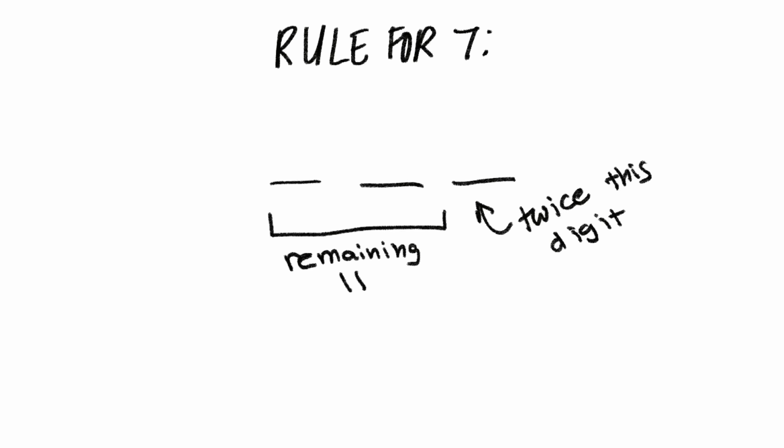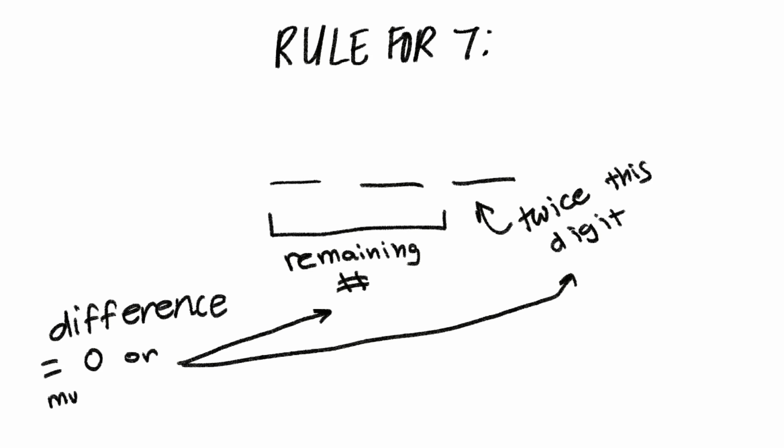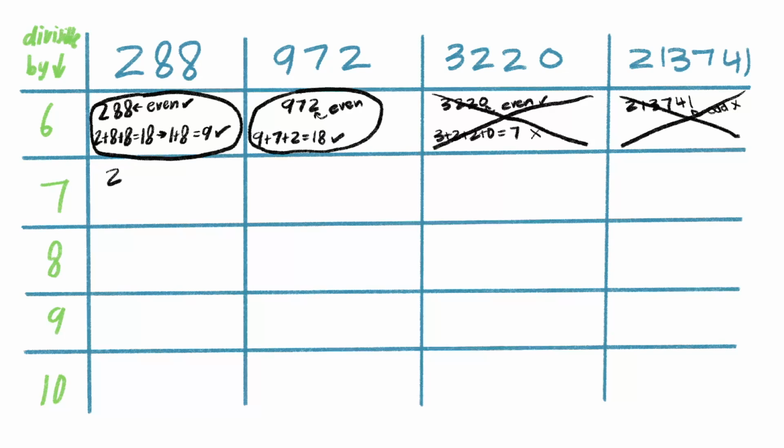Okay, take a deep breath because the divisibility rule for 7 is a big one. For a number to be divisible by 7, the difference between twice the unit digit and the remaining part of the number needs to be a multiple of 7, or it needs to be 0. Spoiler alert, 288 is not divisible by 7.